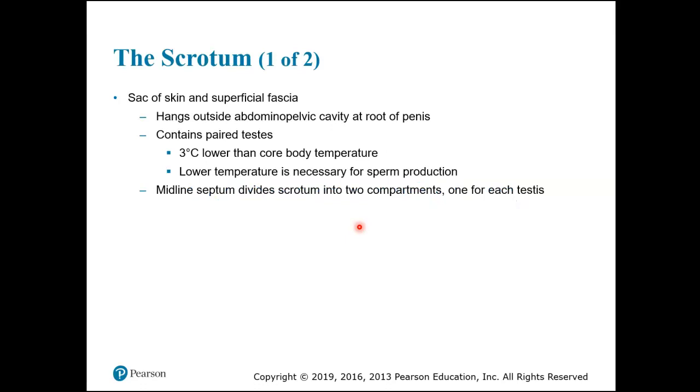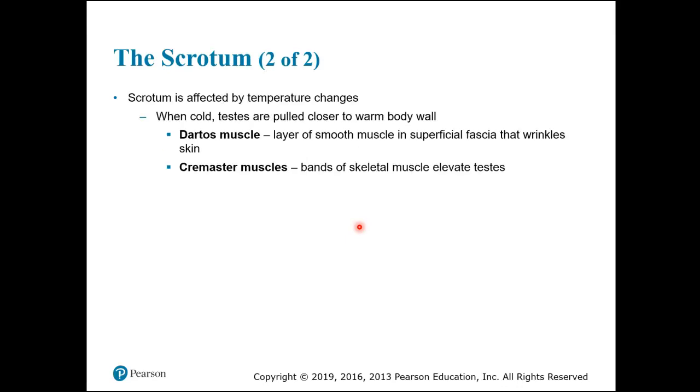So, scrotum and testes. The scrotum is the sac that is outside the body of the male. The reason it's outside is that it keeps the temperature inside the testes 3 degrees lower than the core body temperature. And that lower temperature is necessary for sperm production.